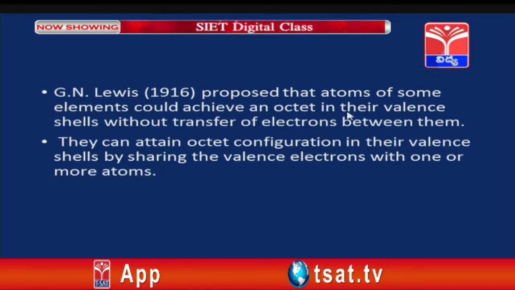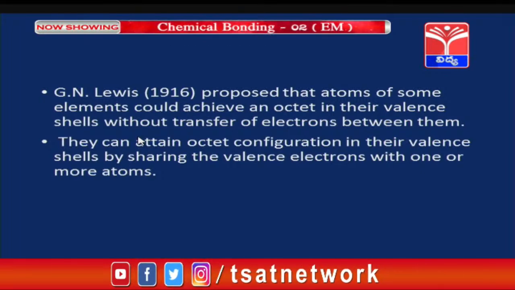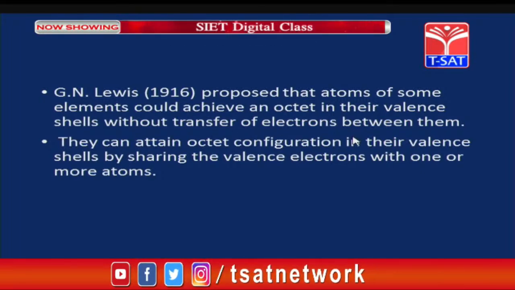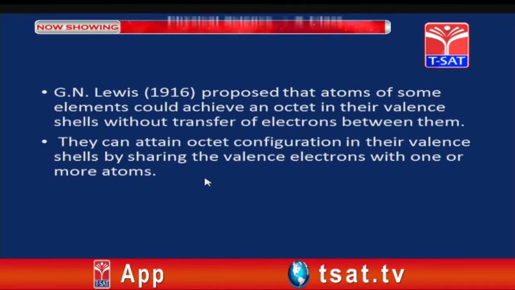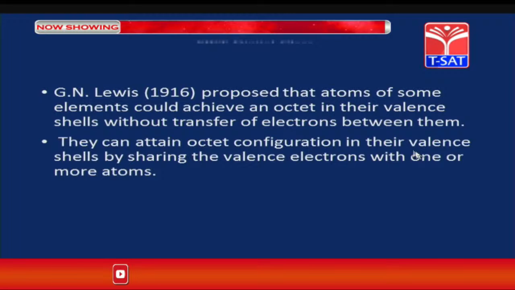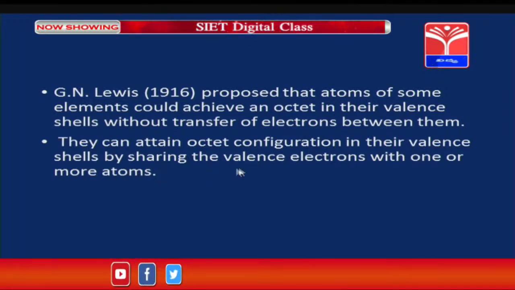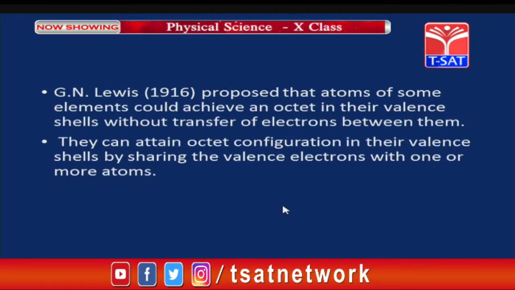So children, after the electrovalent bond, that is ionic bond, G. N. Lewis proposed that atoms of some elements could achieve an octet in their valence shell without even transferring the electrons between them. So, they need not transfer the electron from one atom to another atom. This is mostly possible in non-metals. They can attain octet configuration in their valence shell by sharing the valence electrons with one or more atoms.